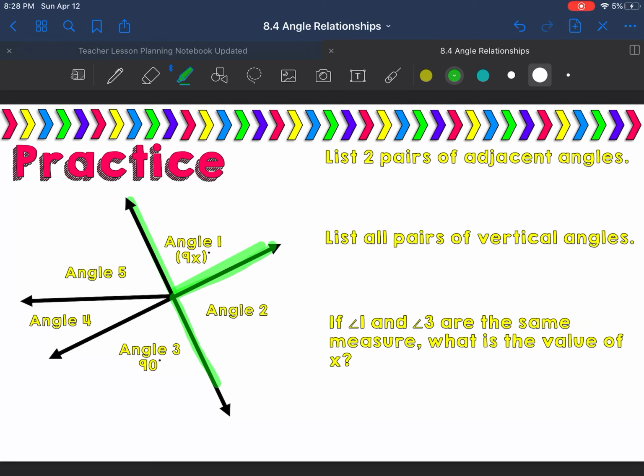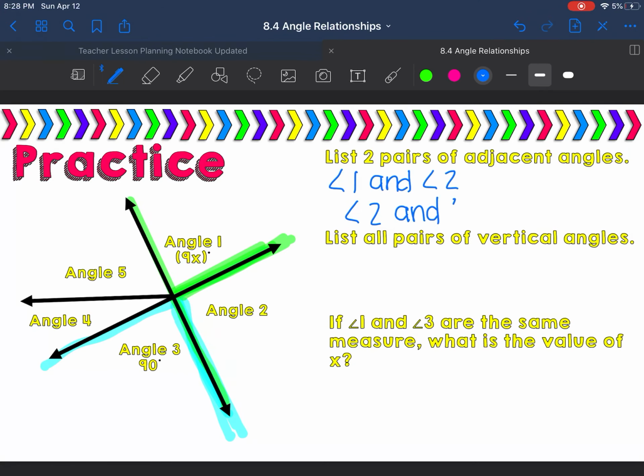Well, if I'm looking right here, angle 1 and angle 2 share this same side right here. So that means that angle 1 and angle 2 are adjacent. It wants me to list another one. So let's see if we can find another one. Oh, look, I can just keep going around. Angle 2 and angle 3 share this side. I can actually go all the way around and find all the different angles that share the same side.